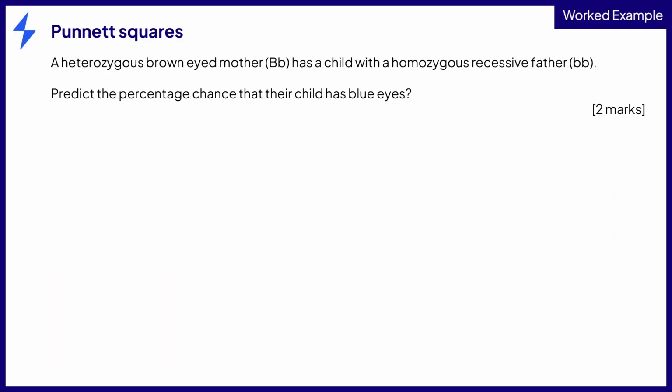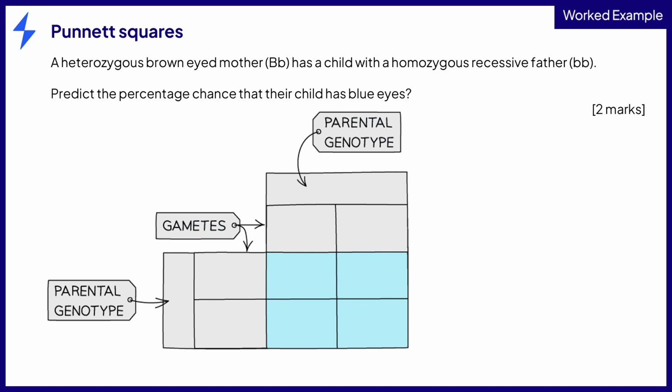In exams, it is common to be asked to predict the outcomes from genetic crosses. An example of a question is shown here. In order to answer this, you must be able to draw genetic diagrams, also known as Punnett squares. To draw a Punnett square, you must start with a grid. In this case, we're given the genotypes of both parents. One is heterozygous, meaning they have two different alleles, and the other is homozygous recessive, meaning they have two recessive alleles. We fill in the parental genotypes at the top and side of the Punnett square.